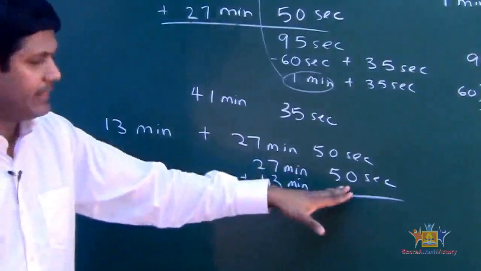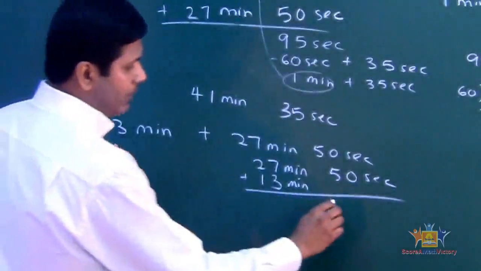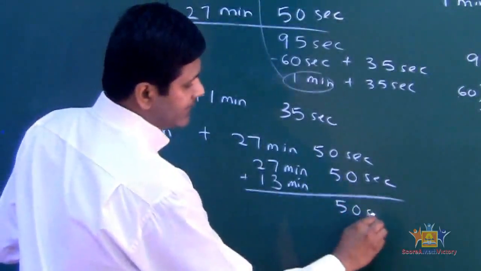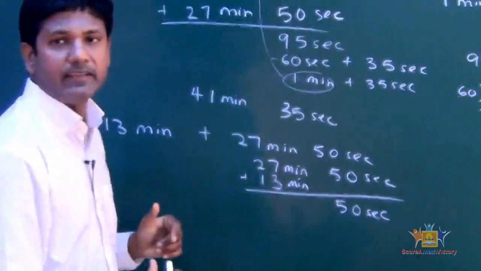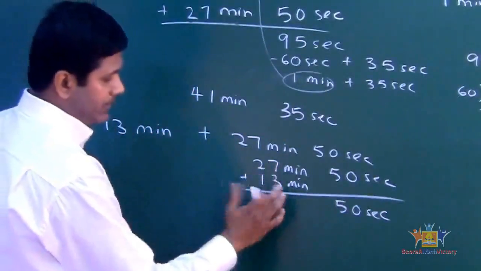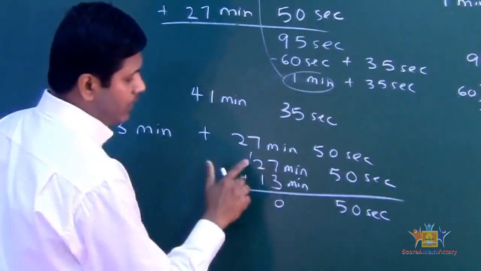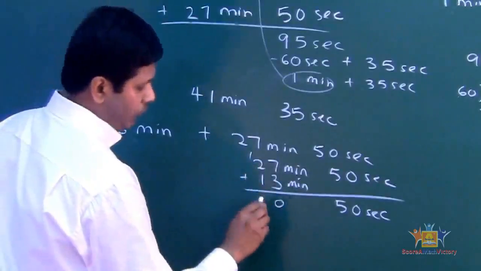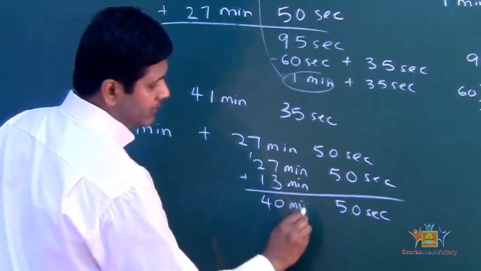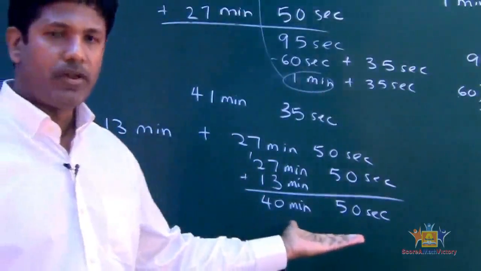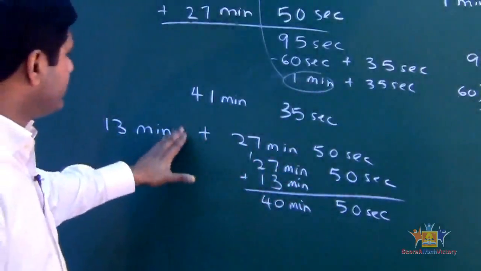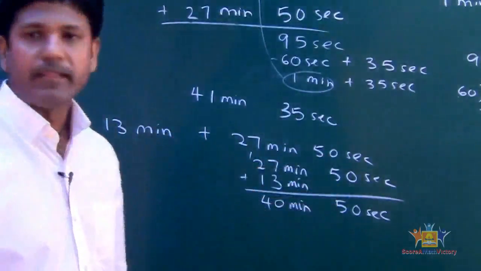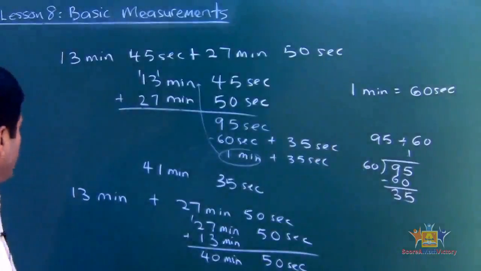I've got nothing to add for the seconds, so I'm just going to bring it straight down, and it is less than 60. I'm going to keep it as 50 seconds. Then 7 plus 3 is 10, write 0 carry 1, 1 plus 2 is 3, plus 1 is 4. 40 minutes. That's my answer. That's pretty straightforward, isn't it? So keep in mind, if there are no seconds to add, just bring it down like that. Alright, so vice versa.